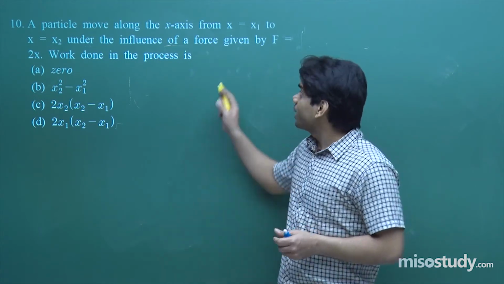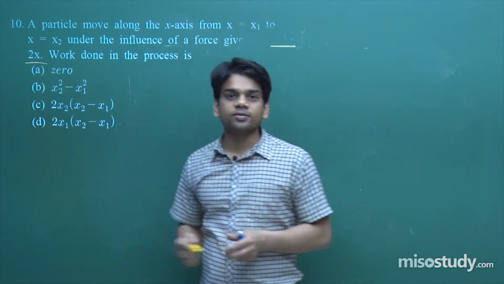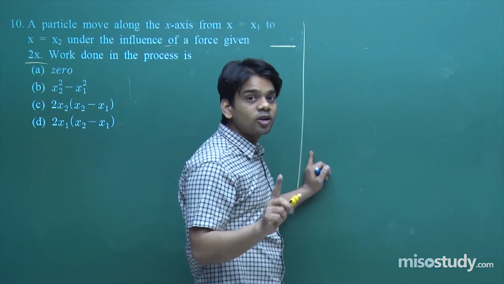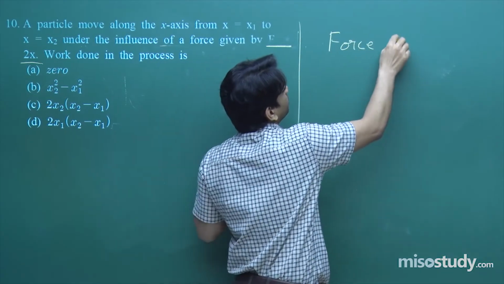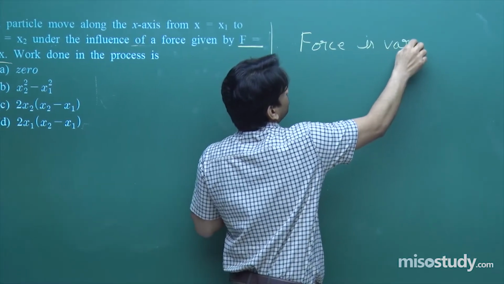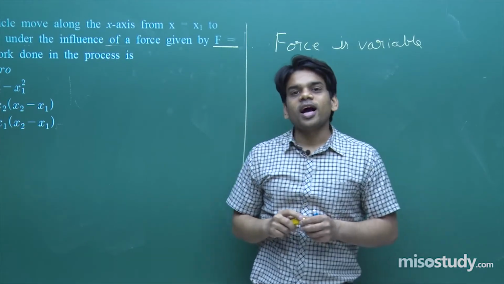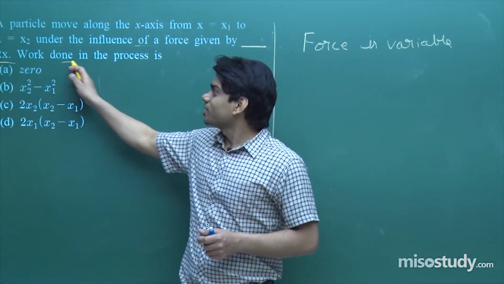Now see, the force is dependent on x, F is equal to 2x. So let me write that this force is variable. It's not a constant force. First thing: when force is variable, I have told you how to find the work done by the force. Now, work done in the process.